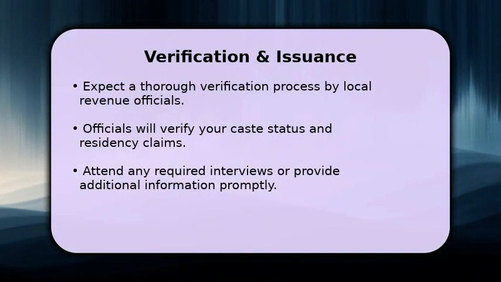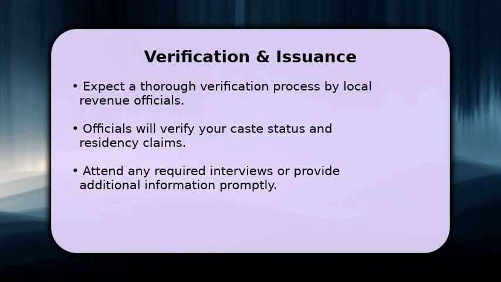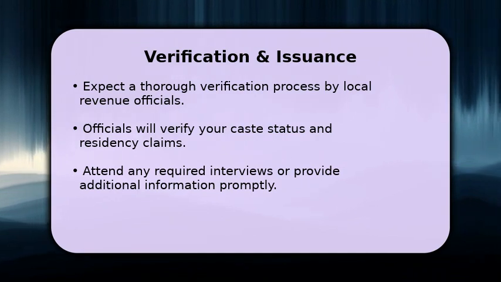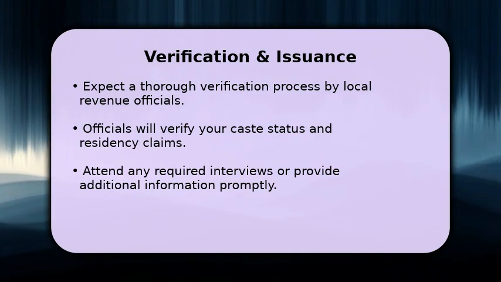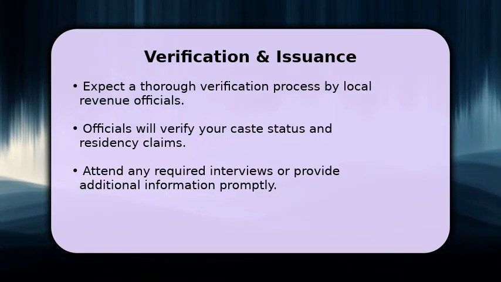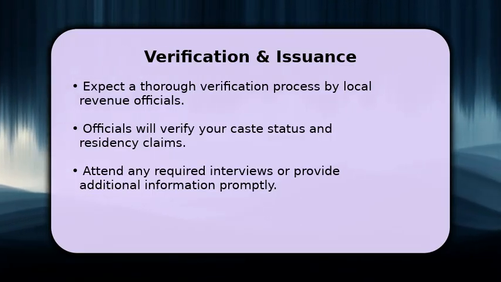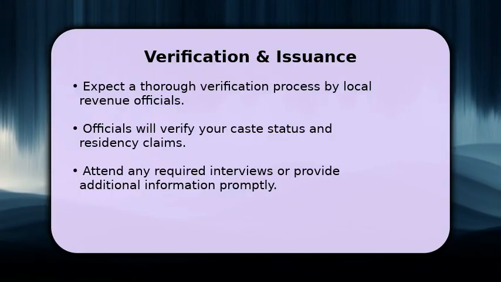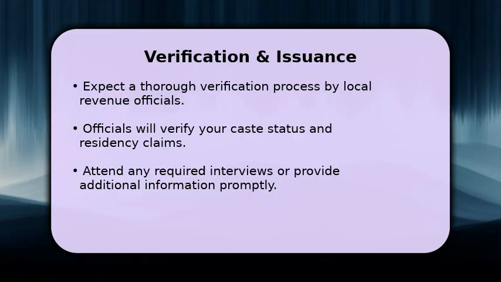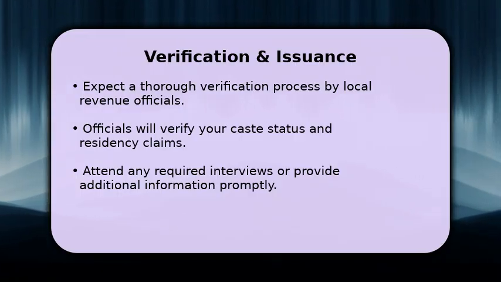After submission, your application undergoes a thorough verification process. Local revenue officials will investigate your caste status and residency claims, often involving field visits. Be prepared for potential interviews or requests for additional information. Respond promptly to avoid delays. Once verified and approved, your central government format SC certificate will be issued. This process typically takes between 30 to 60 days, depending on the local administration's efficiency.